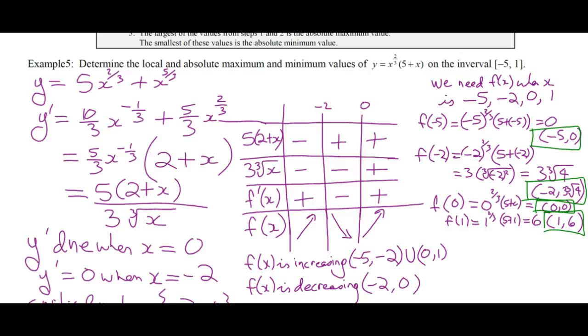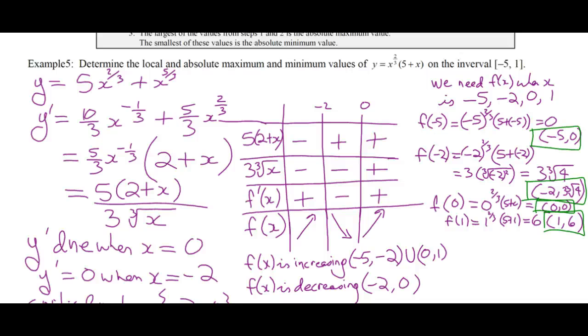All right, so we've got the point negative 5, 0. Are any of them obviously low? The zeros, right? I don't know what 3 times the cube root of 4 is, but I do know that it's greater than 0, and I'm kind of sure that it's less than 6. It has to be, because the cube root of 4 can't be 2, since the cube root of 8 is 2. All right, so where are our locals?